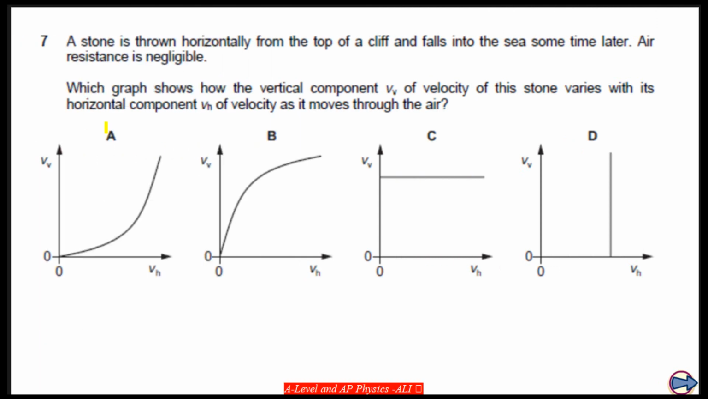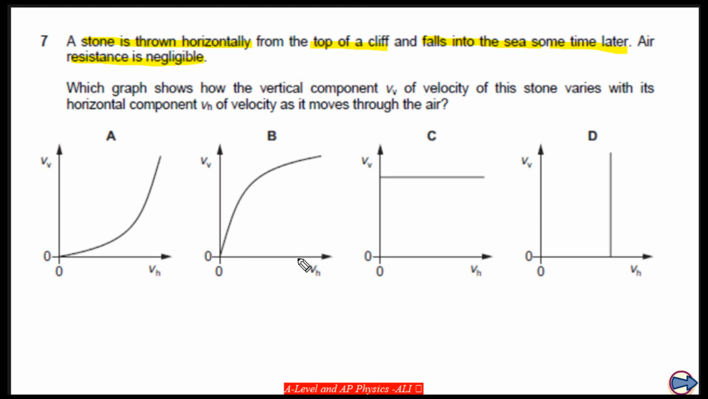Here is our next question now. It is also based on the same concept. So first thing we need to understand is what is given to us. In this question, it is given that a stone is thrown horizontally from the top of a cliff and it falls into the sea after some time. Air resistance is negligible. So this is very important. When we read questions about kinematics, we need to check carefully whether the air resistance is negligible or not. So let's try to answer this question now.